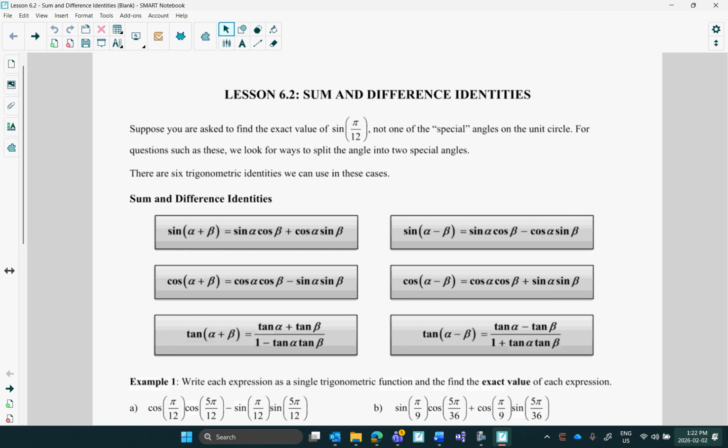So in the next two lessons, we're going to talk about some more identities. And these are ones that you will get on your formula sheet. And these are all for the provincial exam.